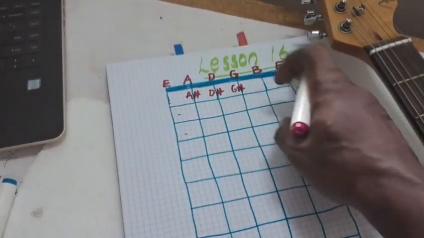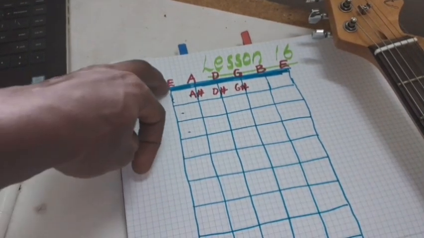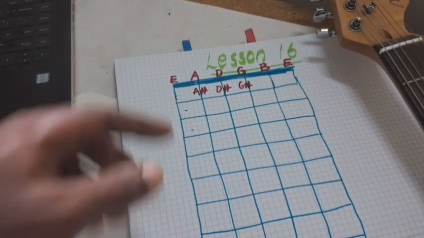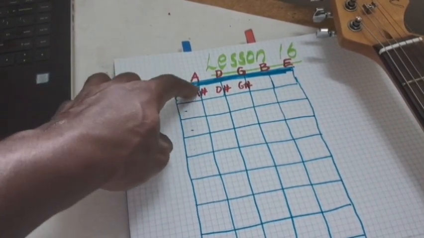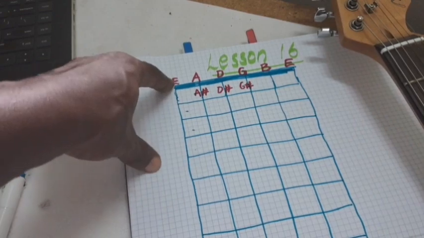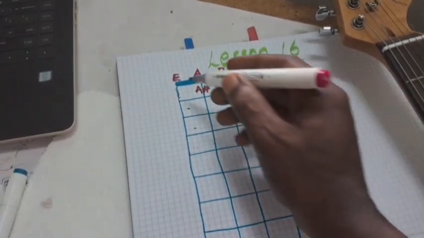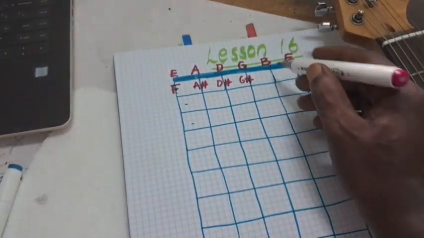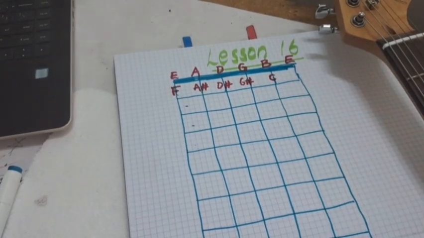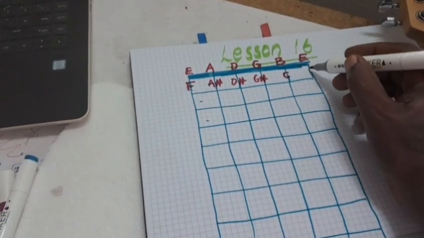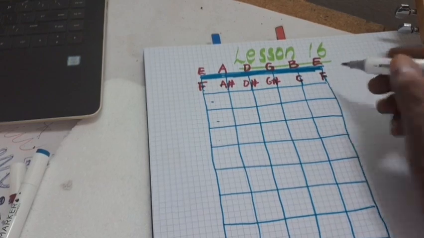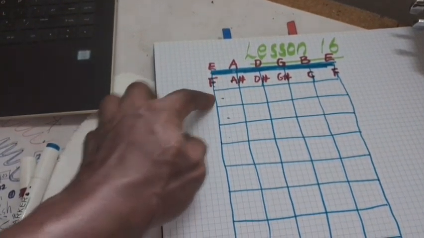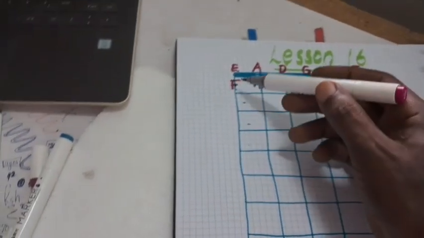Now, why did we leave these ones? From E to F is a half tone. So from E, you don't say E sharp, you go direct to F. And from B, you don't say B sharp, you go direct to C. And from E, as we said, you don't say E sharp, you go direct to F. That's why I left those to now.